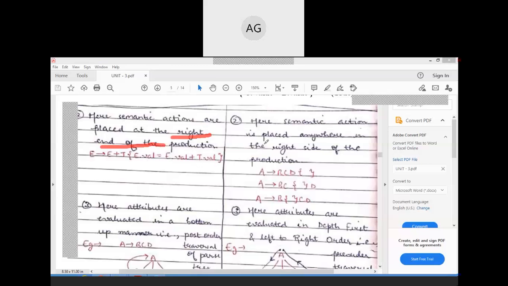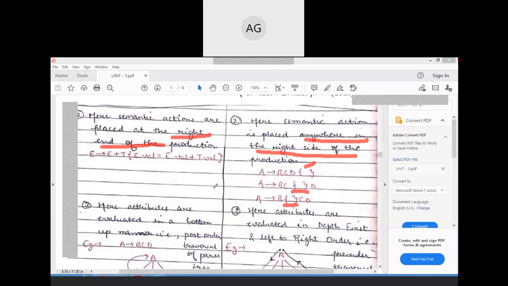Whereas in the case of L attributed SDT, here semantic actions are placed anywhere on the right hand side of the production. Like if we have the production A produces BCD, then this semantic action can be written at the right end, or in between C and D, or between B and C. So it can be written anywhere on the right hand side in the case of L attributed SDT.